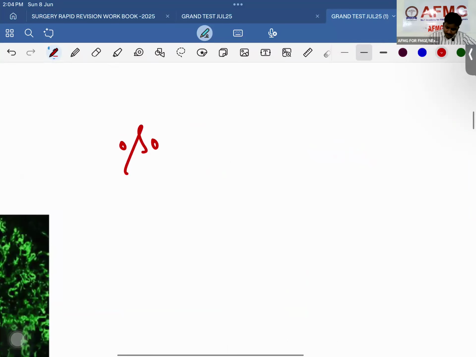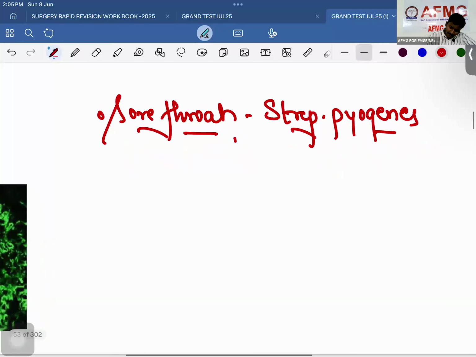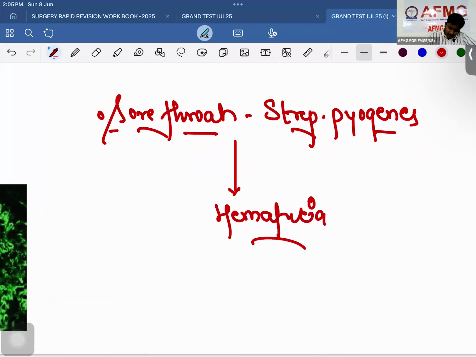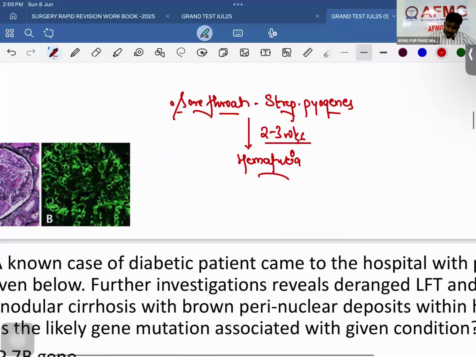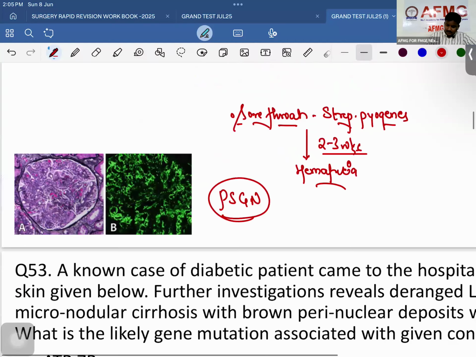The patient will have a history of sore throat or pharyngitis due to an infection called Streptococcus pyogenes. After a Streptococcus pyogenes infection, the patient is going to develop hematuria after 2 to 3 weeks. Please remember, in cases of IgA nephropathy, the hematuria develops after 2 to 3 days, and in cases of PSGN, it develops after a span of 2 to 3 weeks. This is a classical diagnosis of PSGN, or post-streptococcal glomerulonephritis.